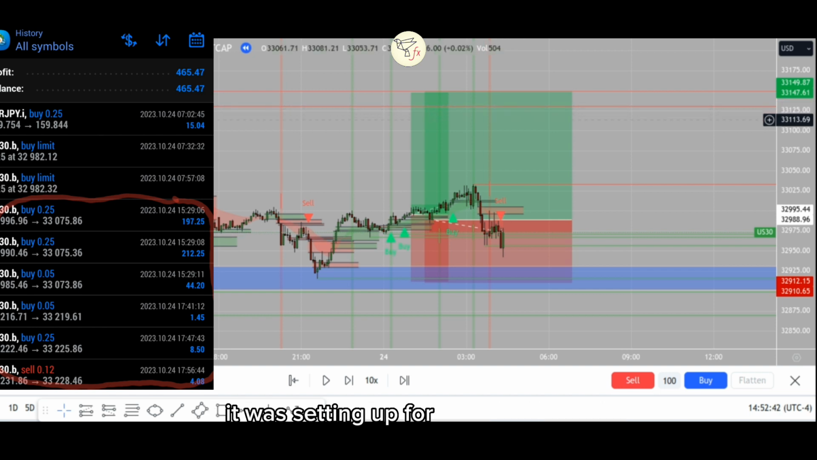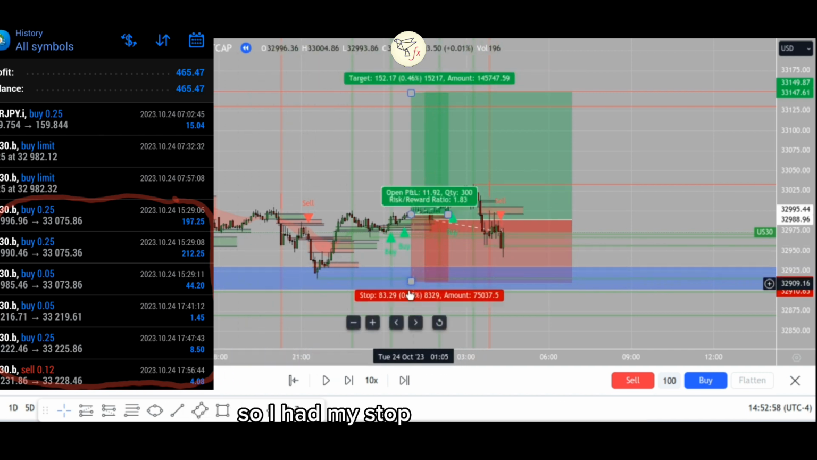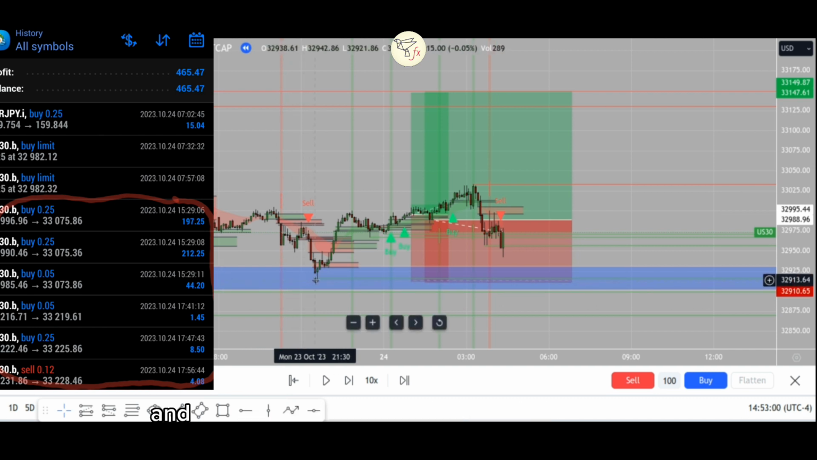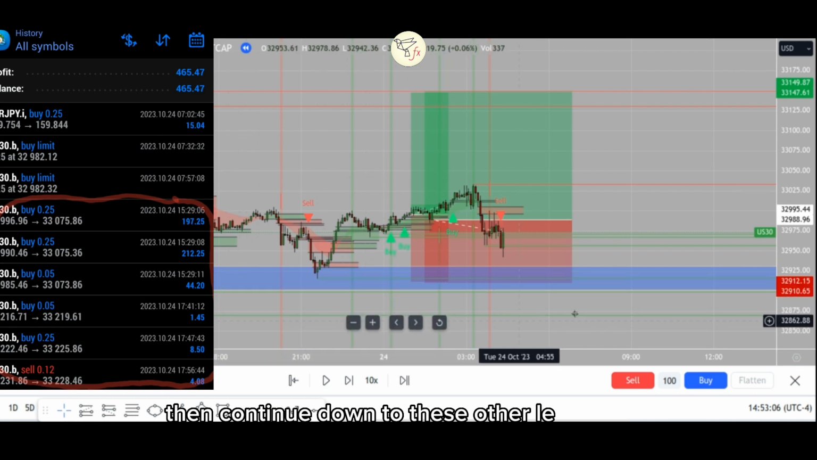It was setting up for a bullish move, because I noticed on the daily time frame, price over here was actually wicking into an order block on the daily time frame. So I knew that with that buying pressure on the daily time frame, this was pretty good support. So I had my stops below this low, and I felt as though if it was going to break this low, it's going to push and break this low and then continue down to these other levels, right?